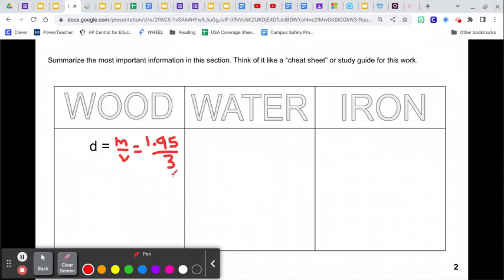If I put this into a calculator, I would take 1.95 and divide by 3. I'm going to do that right now. And I get 0.65 for the density of wood.